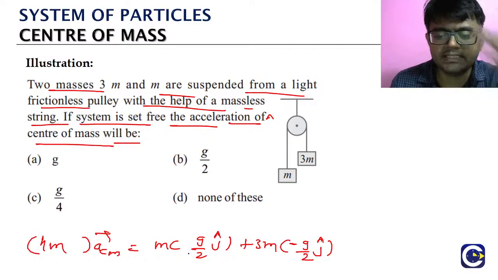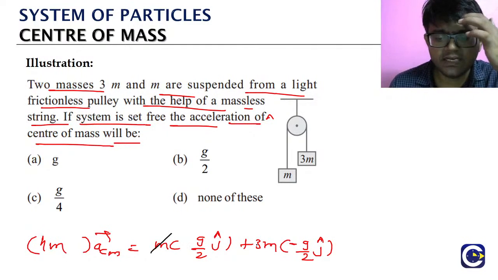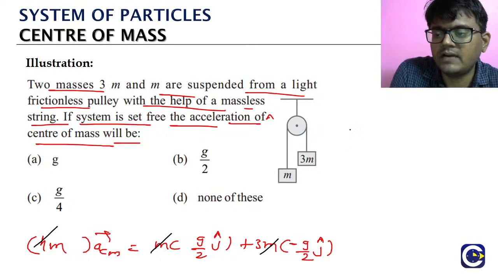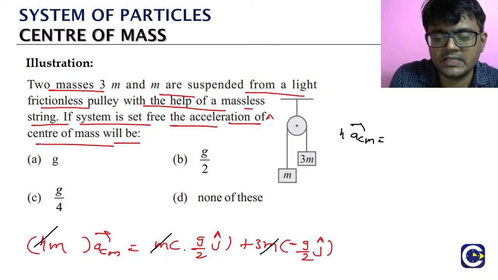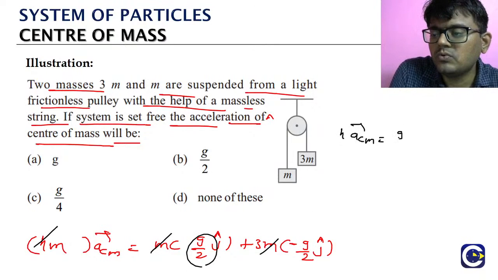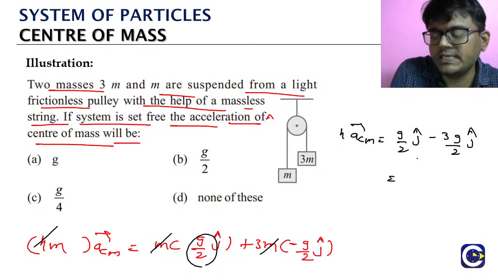பாருங்க, what is it? Right side என்ன இருக்கு? First we will try to cancel the m. ரெண்டு பக்கம் அப்படியே அந்த m cancel பண்ணலாம். m cancel பண்ணா what we will have? Left side ல 4 times acceleration of center of mass is equal to right side என்ன வருது? g by 2 into j minus 3g by 2 into j. What is it? minus g.